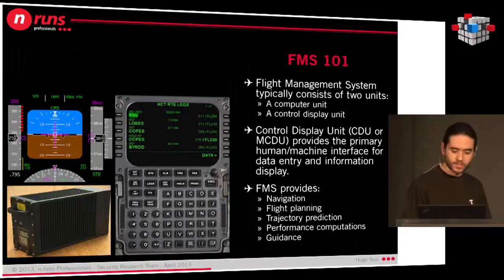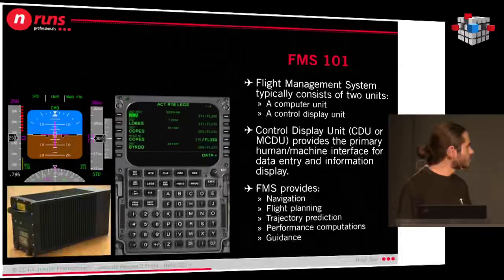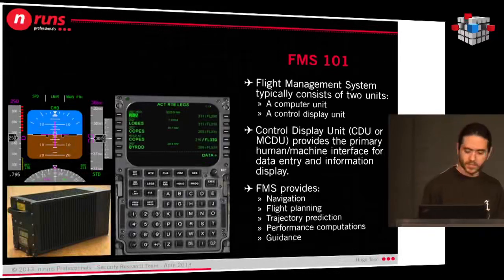Usually it consists of two components: a computer unit, the one you saw below on the left, which is just inside the flight deck and you don't see it. And on the other hand, you have the control display unit, which is this one with the keyboard and the old screen in green and black. It's used by the pilots in order to enter data and get some feedback on the flight management system operations.